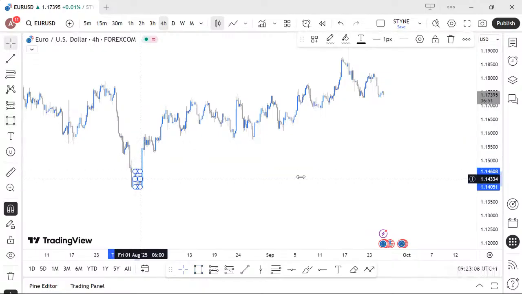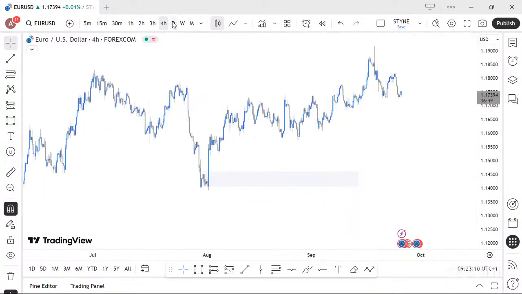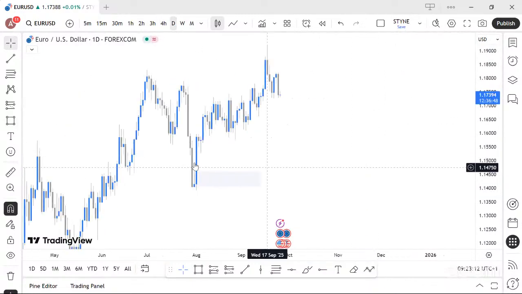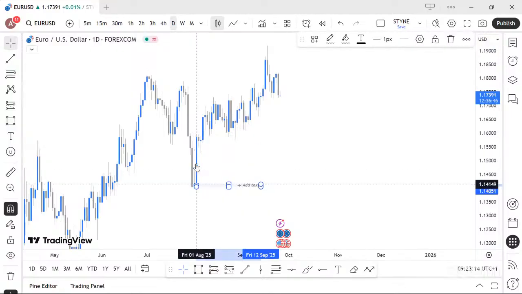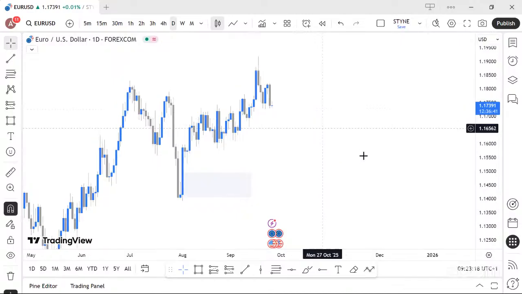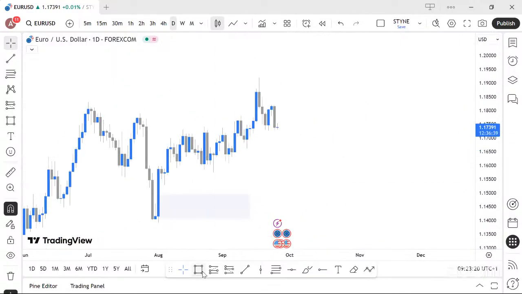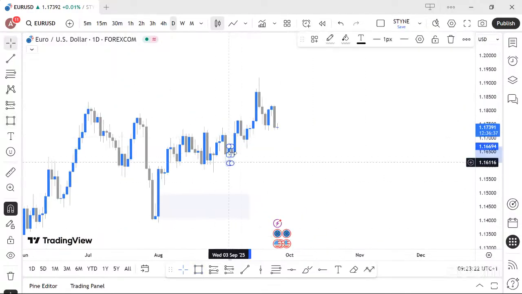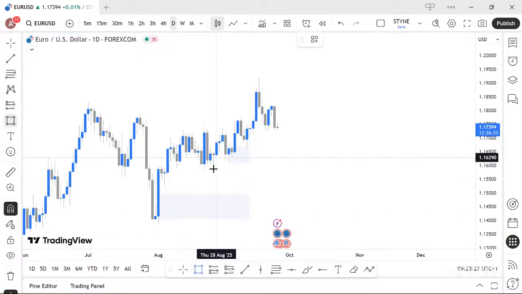All of these areas is something that somewhere, let me go to the daily. Let me draw from the daily. Yeah, all of this fair value gap here. So it's areas where price can come back to trade Euro USD in the future. Is that okay? So currently we are following this order flow that we had here. We're following this order flow that you could see here.